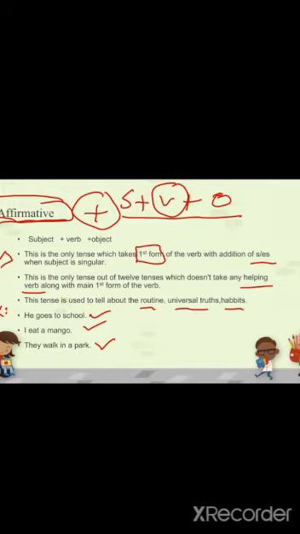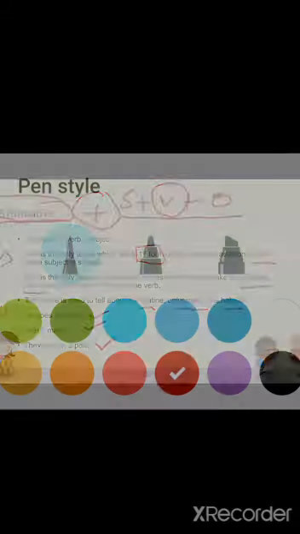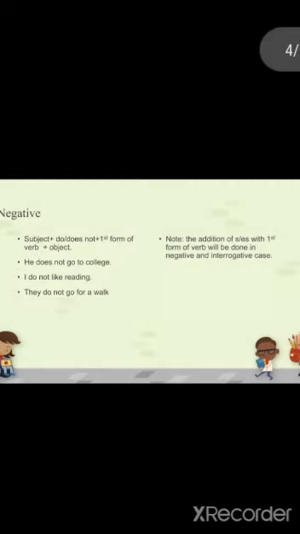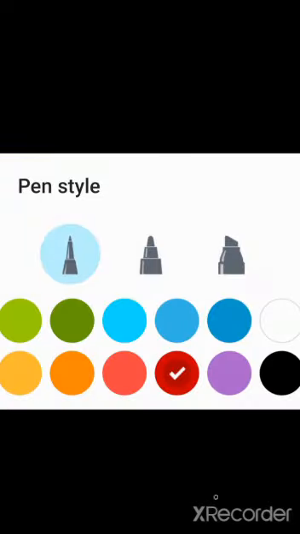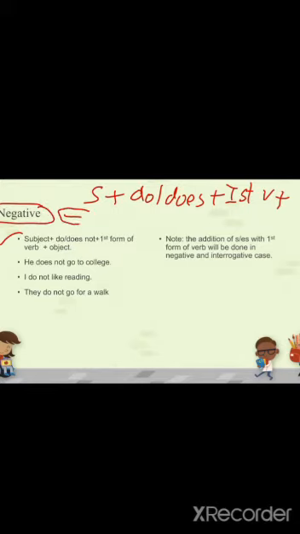Now coming to the next slide, that is how you will make the negative of the present indefinite. The formula will remain the same: subject, then you will add do or does, plus first form of the verb, plus object, like this is written over here. For example, if you say he does not go to school, it means there is negativity. What does negative mean? Sentences which tell us something about a negative activity. For example, he does not go to school, I do not like reading, they do not go for a walk.